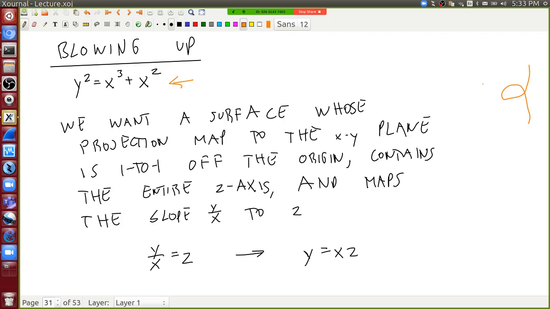I want a surface whose projection map to the xy plane is 1-to-1 everywhere off the origin, and then the z-axis, the origin, I want to parameterize there by the slope. Why? Because this curve here, I got the slope in this direction and I got the slope in this direction. So if I can parameterize by y over x, I'll be able to separate them in the z-axis, essentially. So I just want y over x to be my z-axis, and so this is my surface.